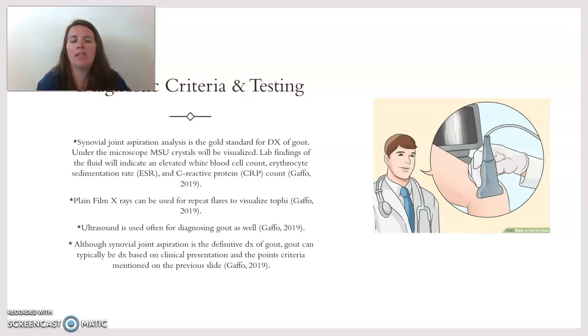On lab findings, there'll be an elevated white count, and also your sed rate and your C-reactive protein will be elevated as well. Plain x-rays can see repeat flares of gout and visualize those tophi on the elbow that I was mentioning earlier. And with ultrasound, you can also see gout as well. You can see the crystals forming before the first gout attack even presents.